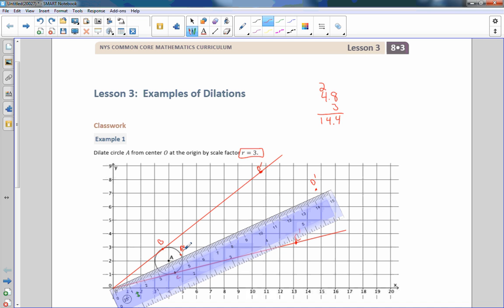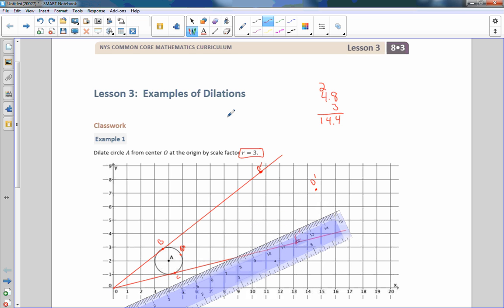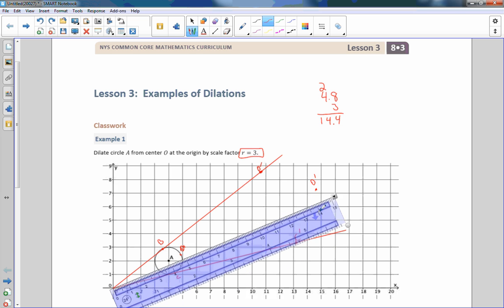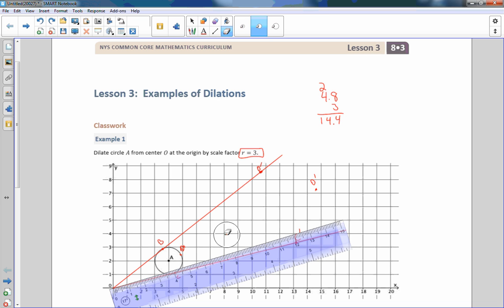And this should be called D, not D prime. So there's no prime symbol there. Let me erase that. All right, so let me just clean that up a little bit. Get rid of that. Oop, I don't want to lose the point. Just get rid of that name. And I'm going to call that D.